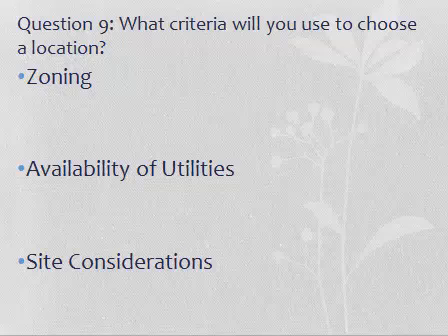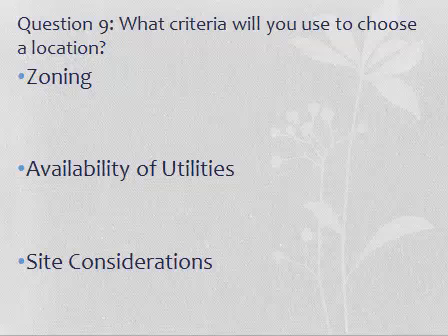Question 9, what criteria will you use to choose a location? Obviously, you have to decide where you're going to put your business. And so with zoning, you may be in an area that is looking good for a business, but you may be paying more taxes, or the land may cost more because it's a business zoned area. You may need to look for places that are agriculturally zoned. It may help you on the front end. However, that may hurt your sales, so you need to look at that carefully.